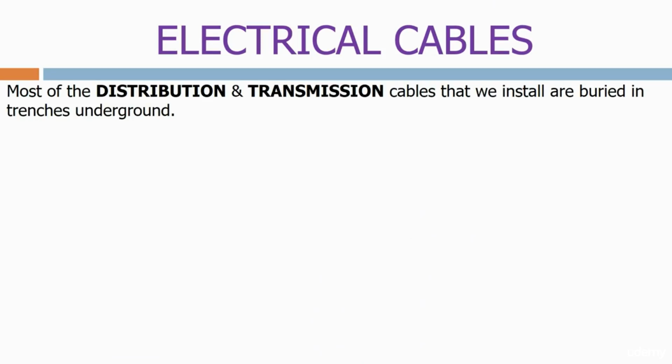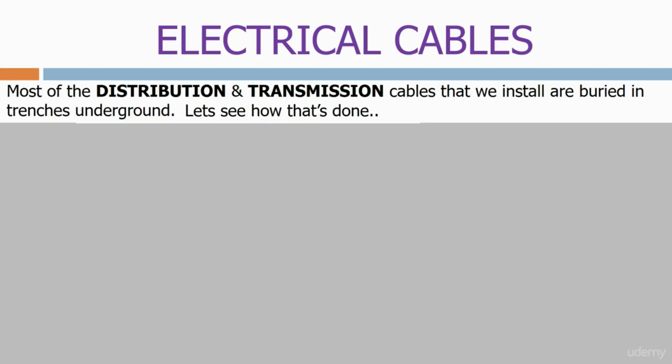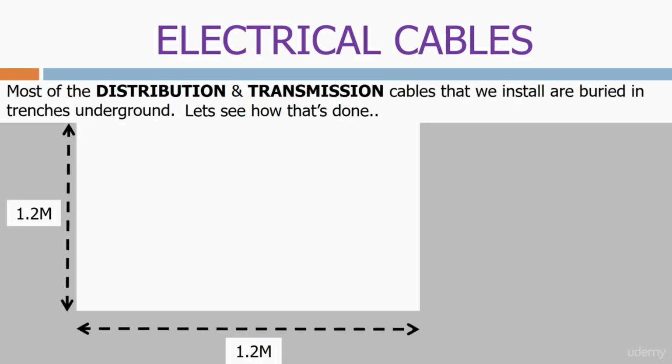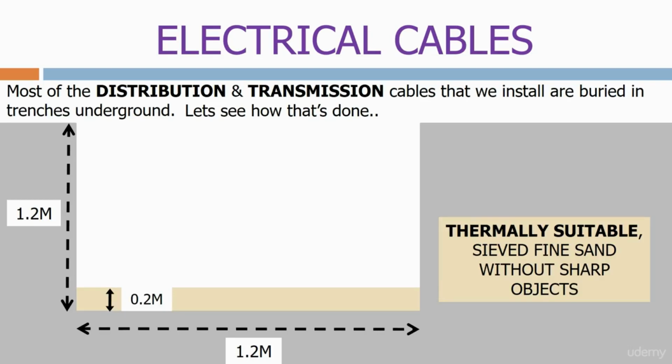Most of the distribution and transmission cables that we install are buried in trenches underground. Let's see how that's done. The first thing we do is dig a trench that's deep enough and wide enough for the cable arrangement. Here we've dug it 1.2 meters square. The first layer we put down is 0.2 meters of thermally suitable sieved fine sand without sharp objects. We take out the sharp objects so they don't damage the cable.